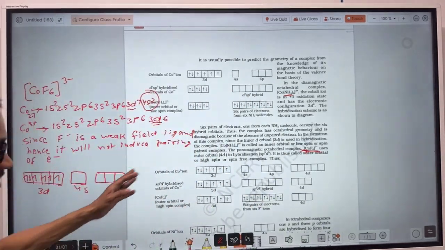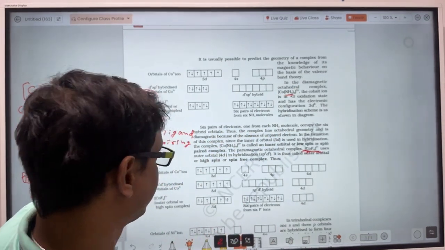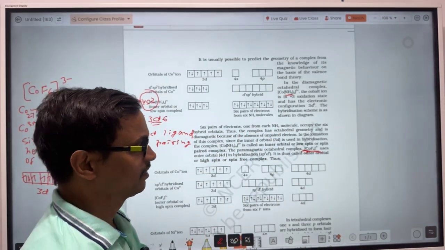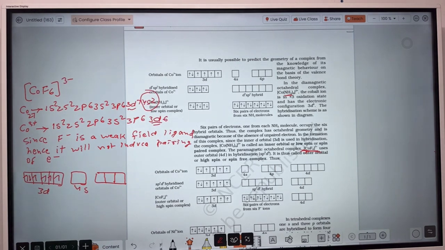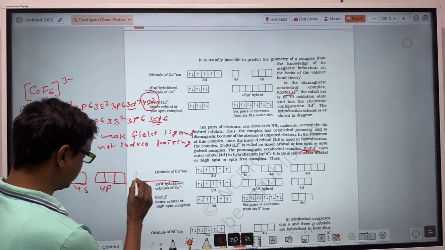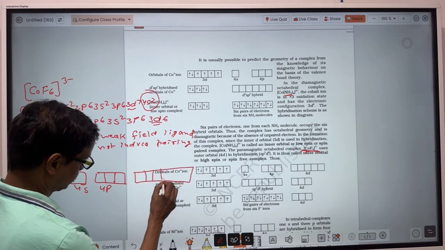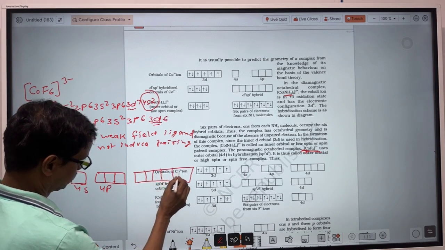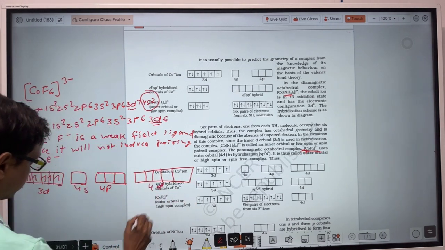Here pairing of electron in Co(NH3)6, due to the pairing of electron, the 3d orbital had participated in hybridization. But here how will the hybridization take place? So there is 4p here, so that means 4d is also here. This one is 4d orbital.